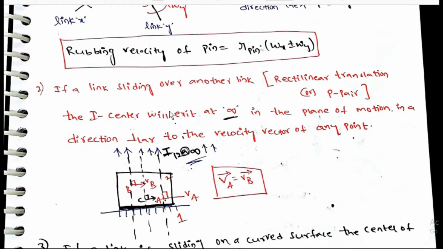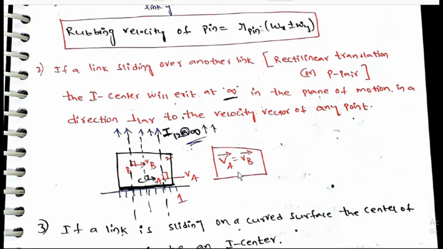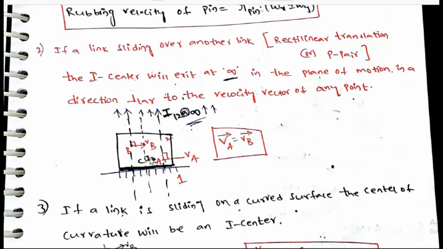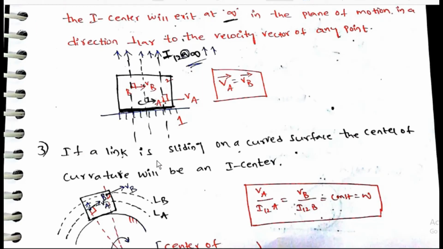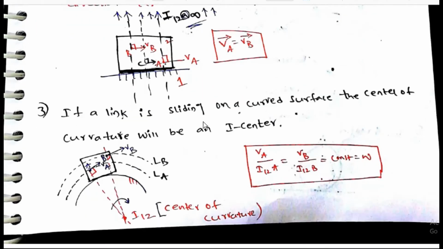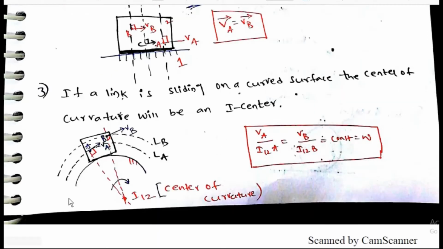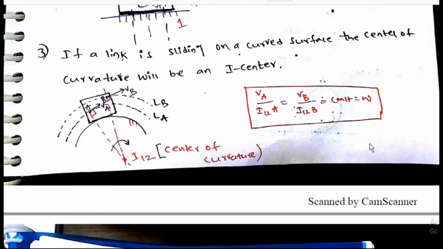If a link is sliding over another link, rectilinear translation or P pair, the I center will exist at infinity in the plane of motion in a direction perpendicular to the velocity vector at any point. Like in this plane at infinity, VA bar is equal to VB bar. A and B are here. If a link is sliding on a curved surface, the center of curvature will be the I center. The center of curvature is I12. VA by I12A is equal to VB by I12B is equal to constant, is equal to omega.